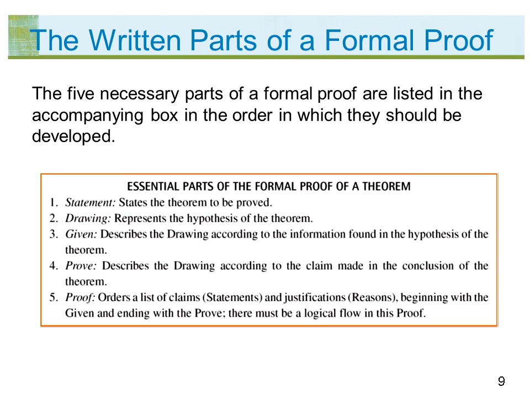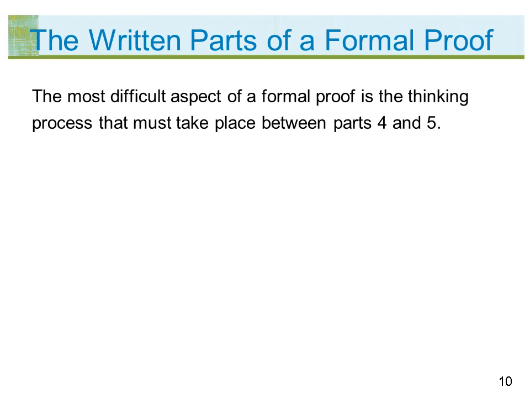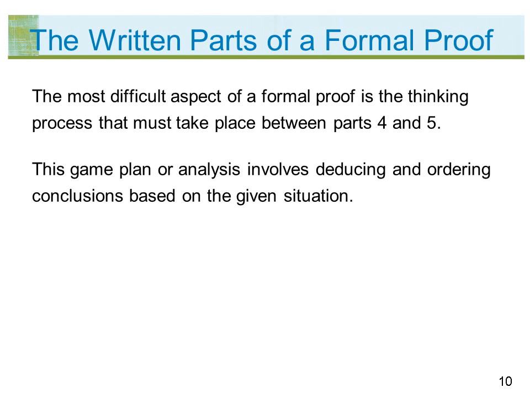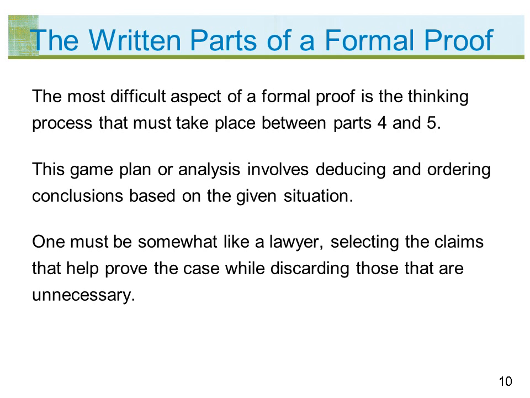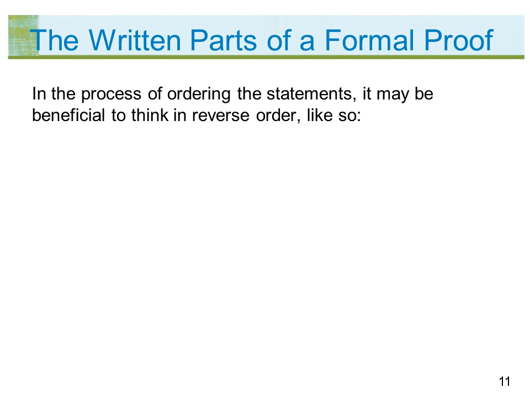Number 5. Proof. Orders a list of claims, statements, and justifications (reasons), beginning with the given and ending with the prove. There must be a logical flow in this proof. The most difficult aspect of a formal proof is the thinking process that must take place between parts 4 and 5. This game plan or analysis involves deducing and ordering conclusions based on the given situation. One must be somewhat like a lawyer, selecting the claims that help prove the case while discarding those that are unnecessary. In the process of ordering the statements, it may be beneficial to think in reverse order, like so.